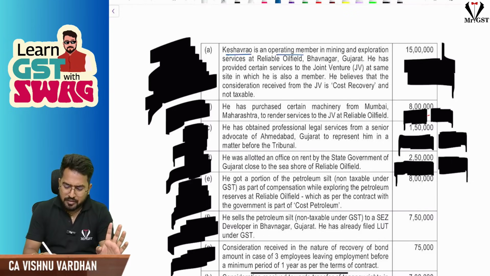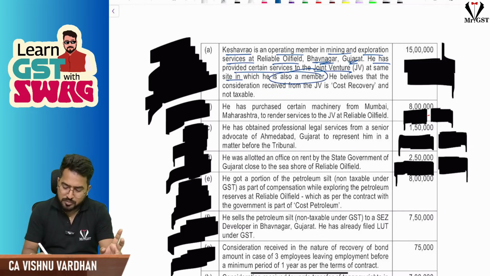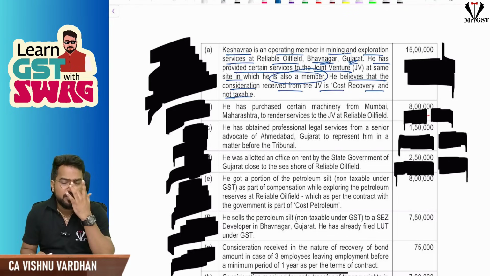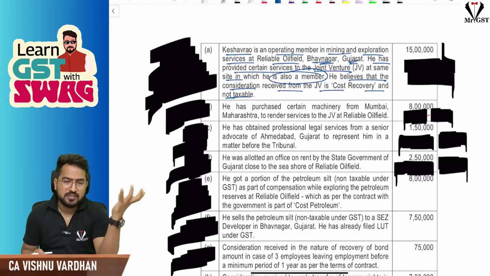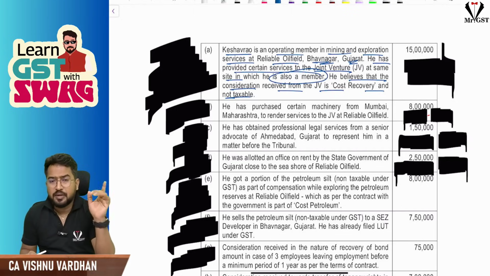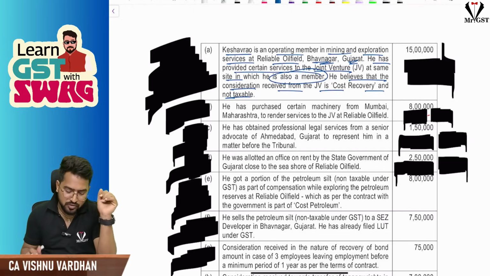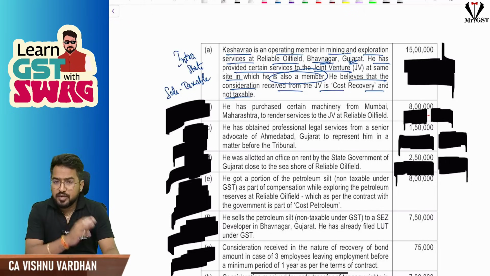So, Keshav is an operating member in mining and exploration services in reliable oil field, Bhavnagar, Gujarat. He has provided certain services to the joint venture at the same site, of which he is also a member. He believes that the consideration received from the joint venture is cost recovery and not taxable. Please understand, when you are providing services to the joint venture for which you are taking consideration, that is different from your contribution, or from some common purchase for which you receive your share. But here you are providing services and taking money, so this is obviously a supply, and hence it is taxable. So this is an intrastate transaction, and I am decoding the information itself.